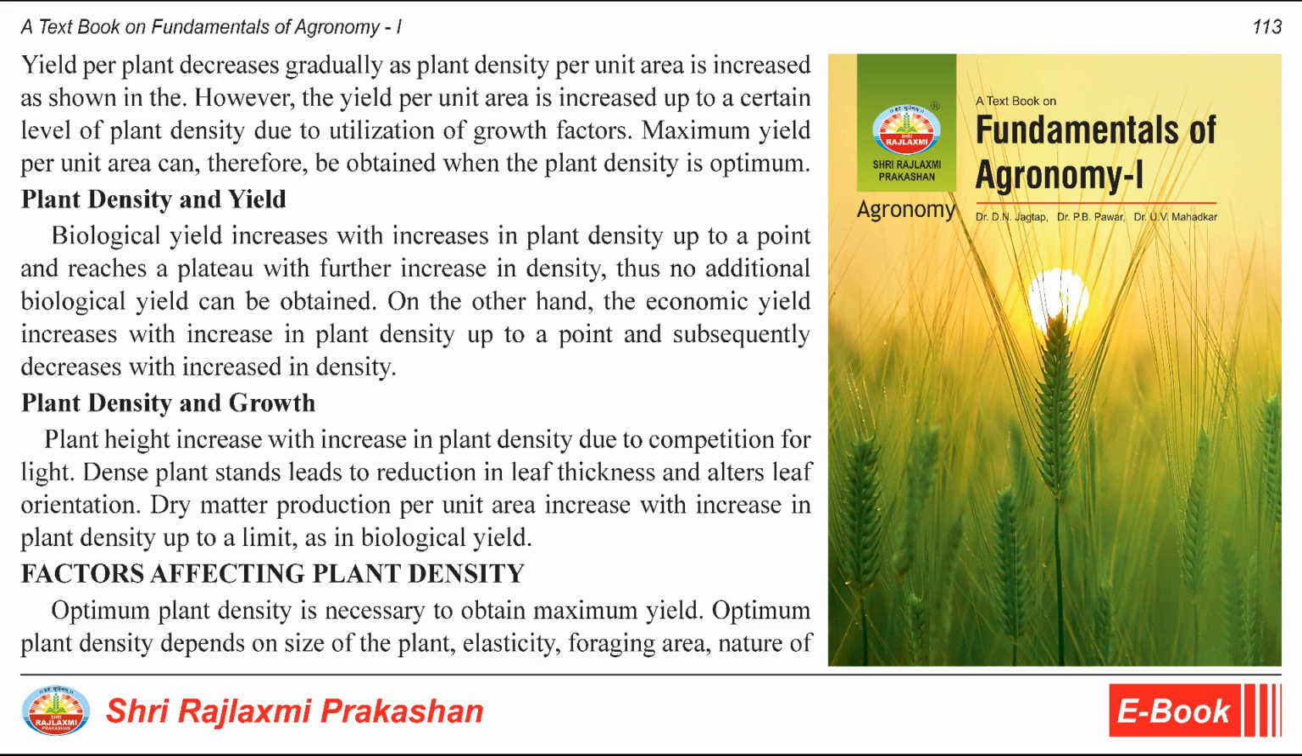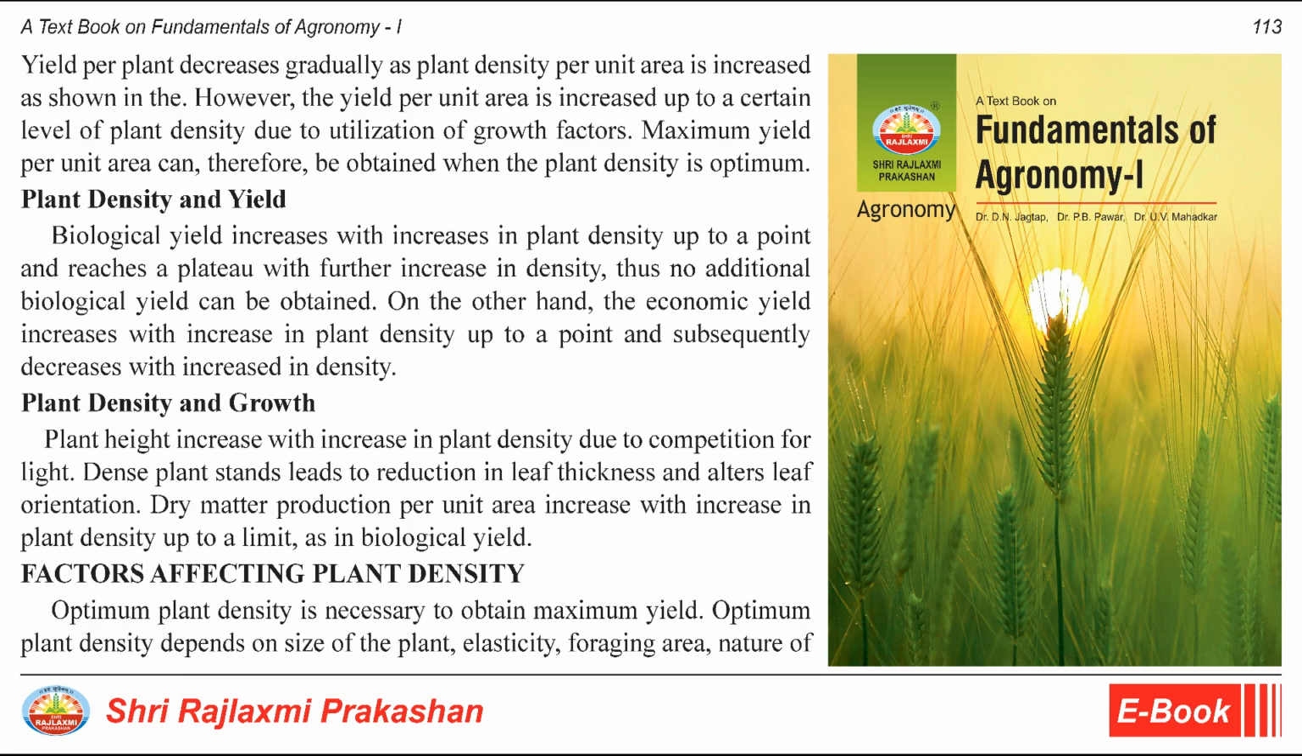Plant density and yield. Biological yield increases with increase in plant density up to a point and reaches a plateau with further increase in density, thus no additional biological yield can be obtained. On the other hand, the economic yield increases with increase in plant density up to a point and subsequently decreases with increase in density.